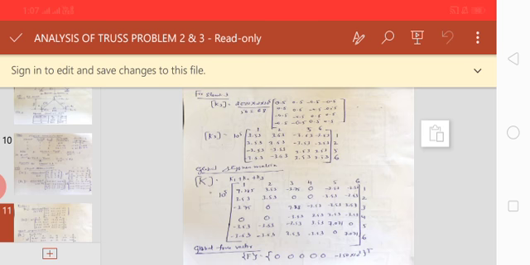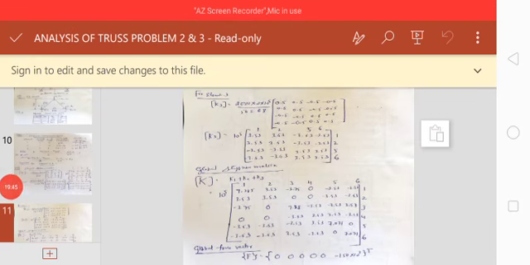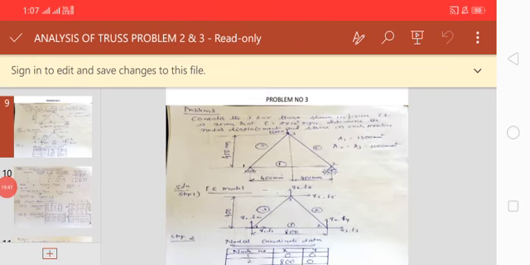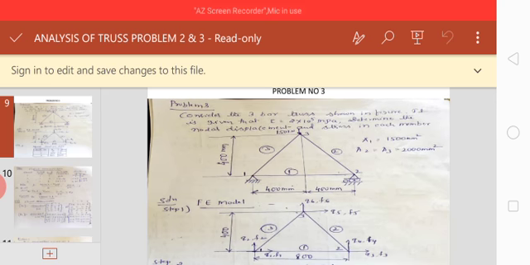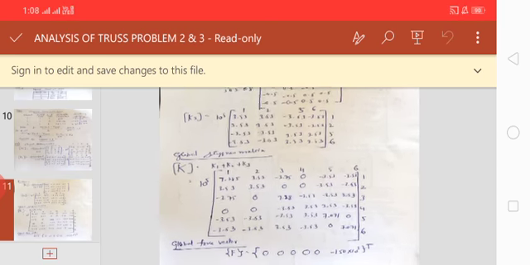Now once you have created all the elemental stiffness matrices, you are supposed to go for creation of the global stiffness matrix. From the figure directly I can say what the size of the global stiffness matrix is. Here how many nodes are there? 1, 2, 3. Each node has 2 degrees of freedom. 3 into 2 is 6. My global stiffness matrix will obviously be 6 cross 6.